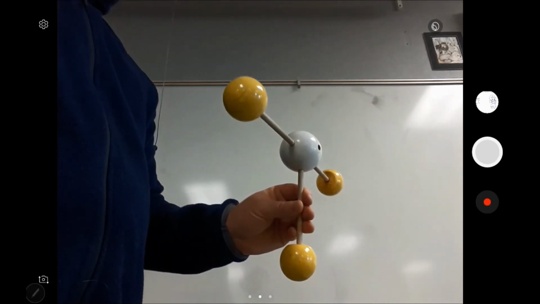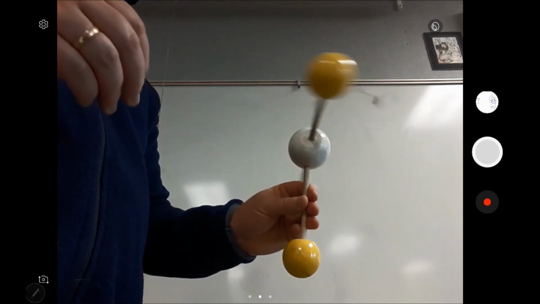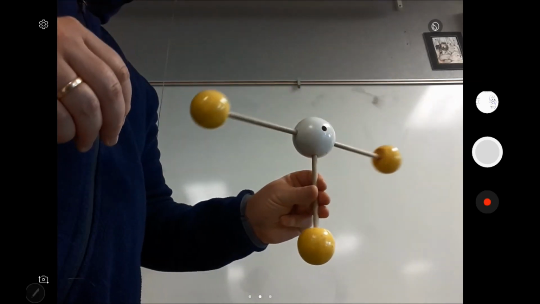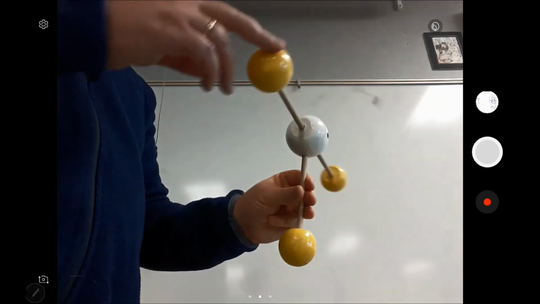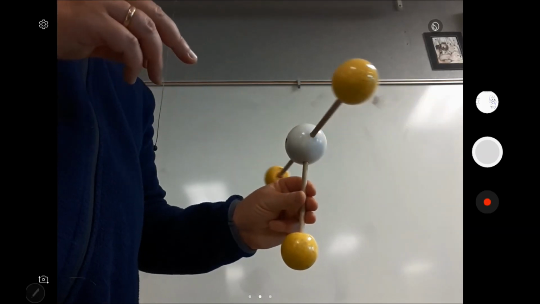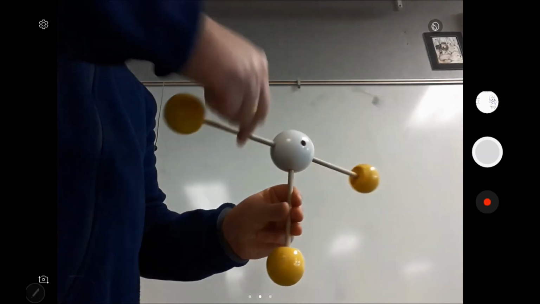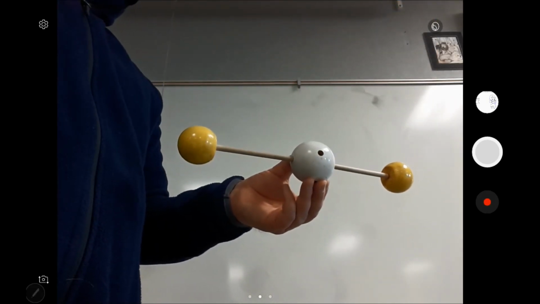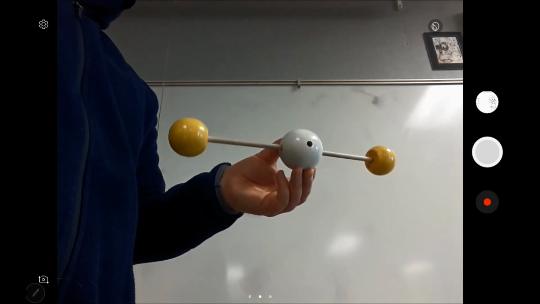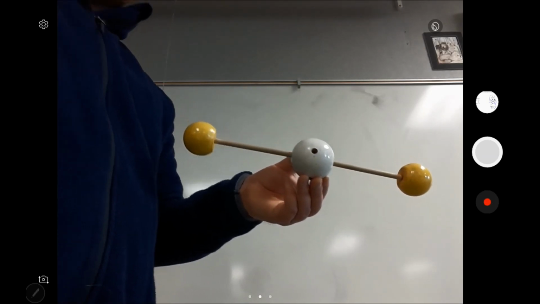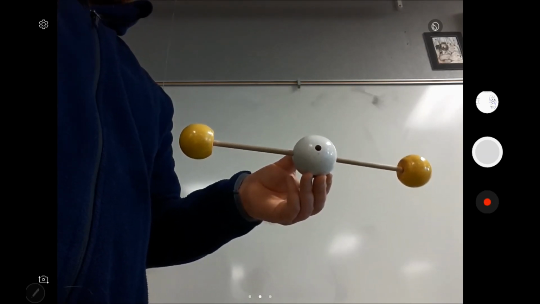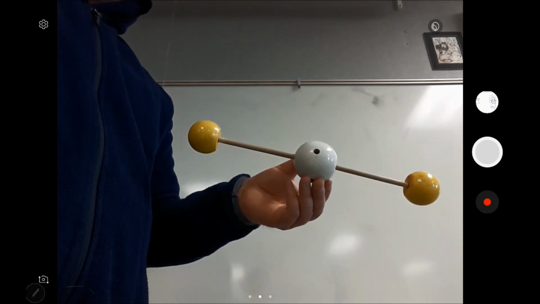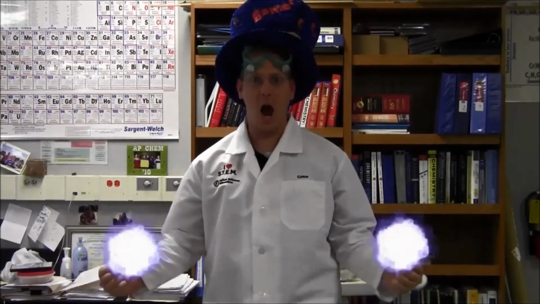3 lone pairs, T-shape, and this would be polar because it's asymmetrical. 4 lone pairs, linear, and this would be a non-polar shape. So if you were to have a steric number of 6 with 4 lone pairs, then you would have a linear geometry. Is everyone ready? Let's get ready for chemistry!